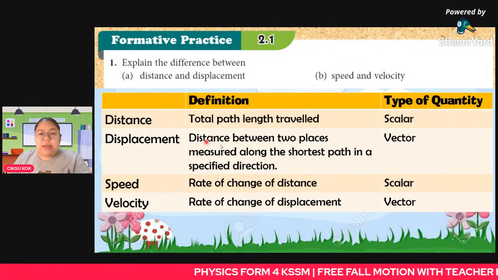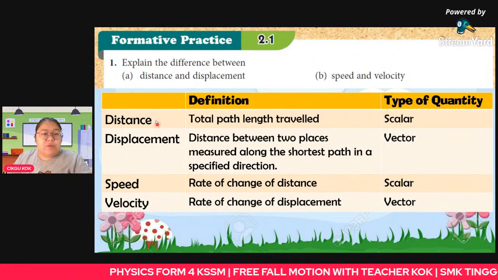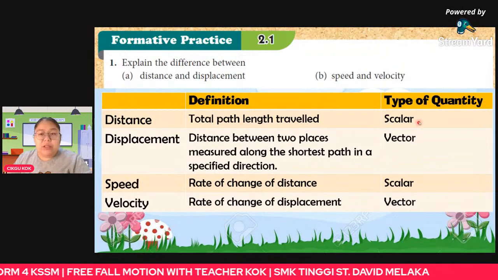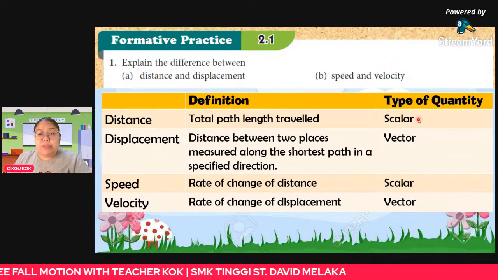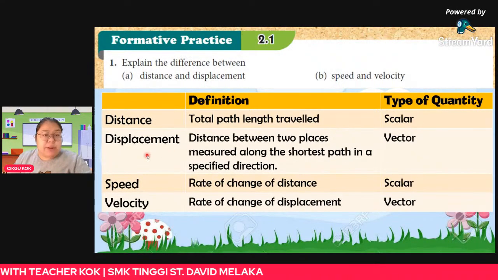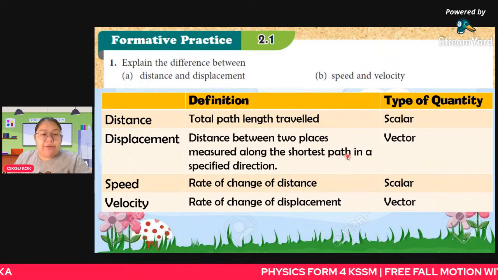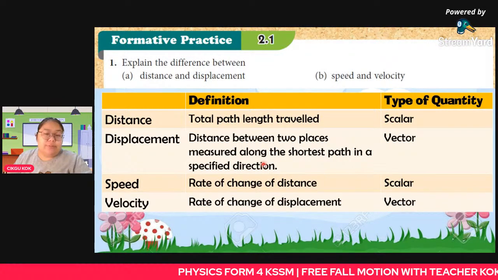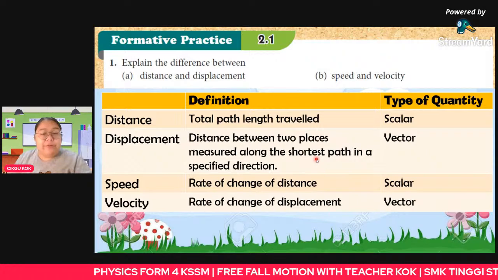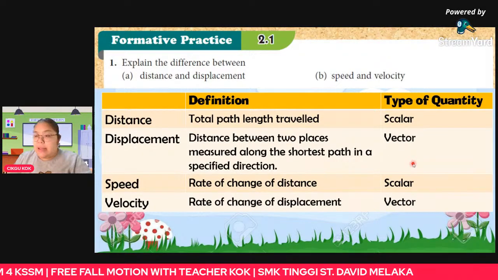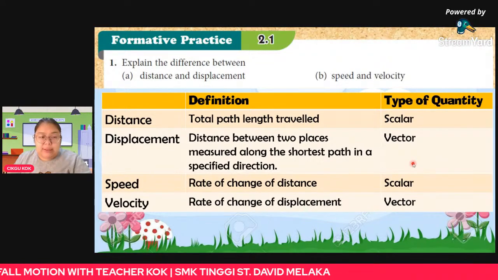So this one is the differences. First, we mention the distance definition: total path length travelled. Then the type of quantity is scalar. How about displacement? Displacement is the distance between two places measured along the shortest path in a specific direction. You must add shortest path, and you must add the specific direction. Then this one is a vector quantity.